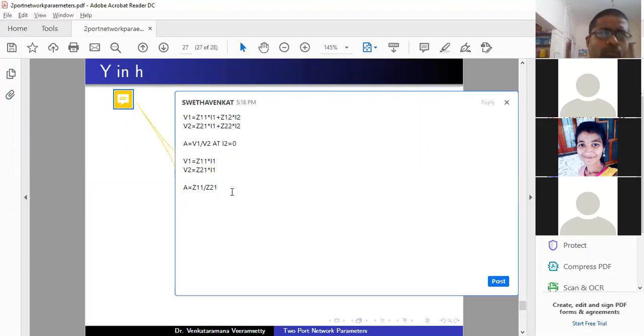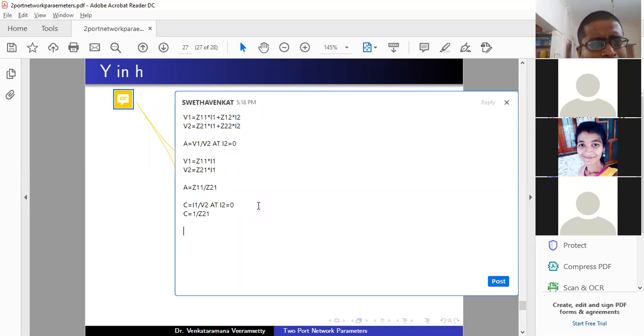Similarly, I want to express the C in terms of the Z parameters. From the definition, C equal to I1 by V2 at I2 equal to 0. So at I2 equal to 0 you can use these two equations again. V2 equal to Z21 into I1, so from here we can write C equal to 1 by Z21.